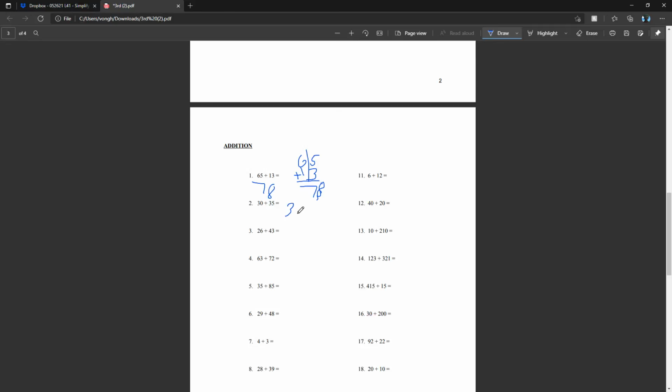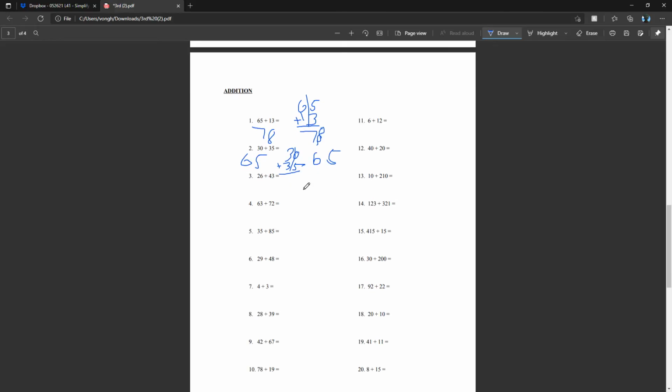Here we have 30 plus 35. Now we do the column thing again. So we have 0 plus 5, and 0 plus 5 equals 5. And 3 plus 3 equals 6. So the answer to number 2 is 65.